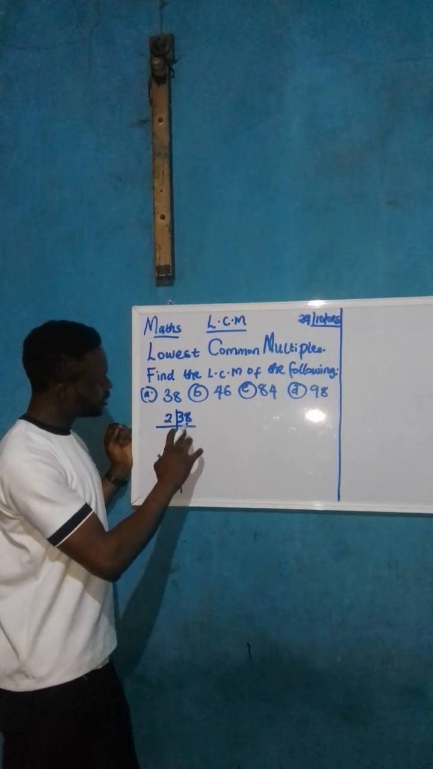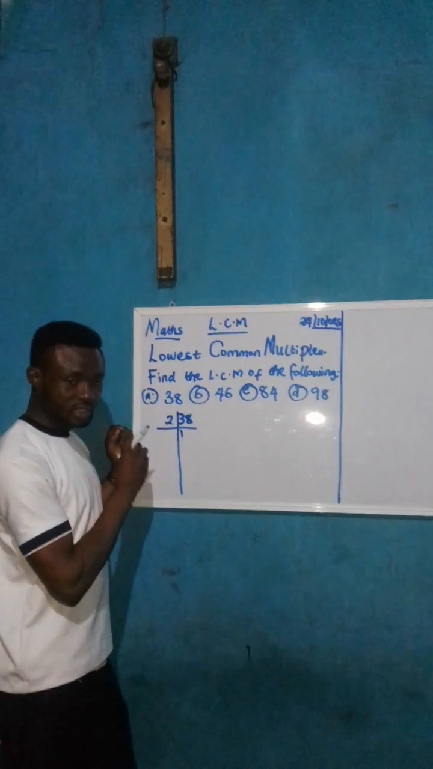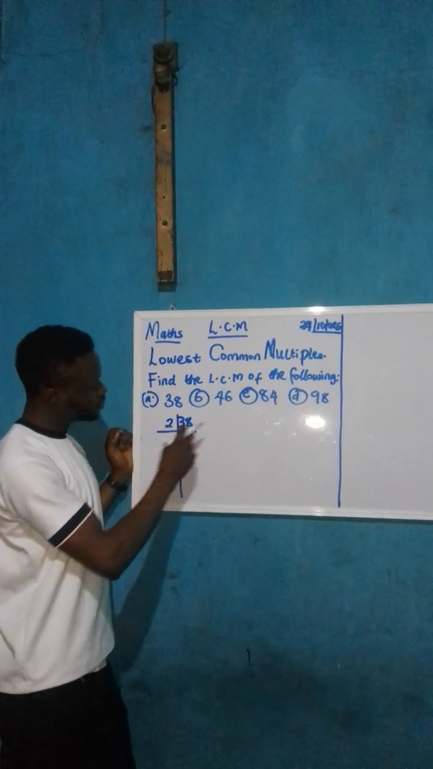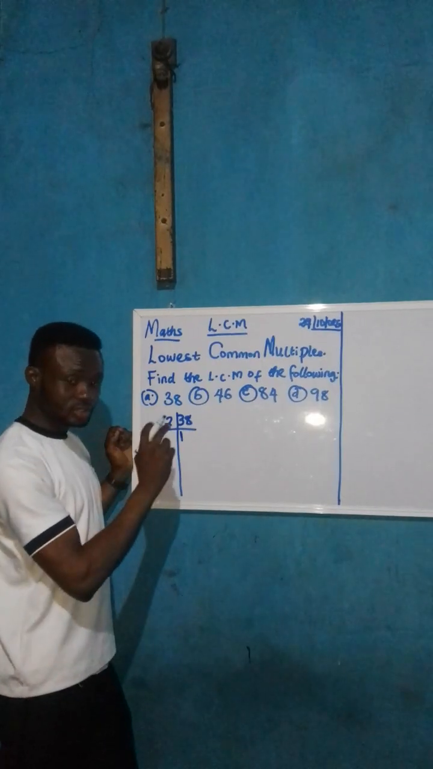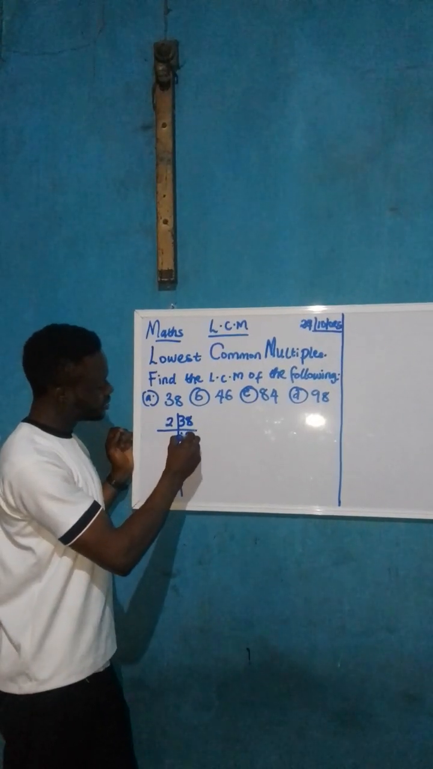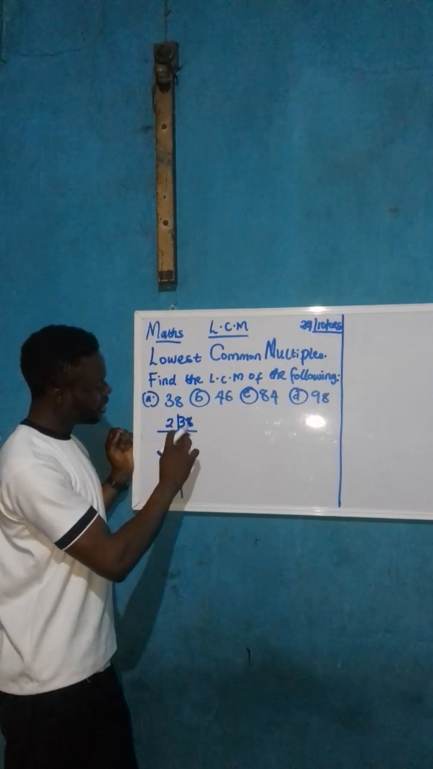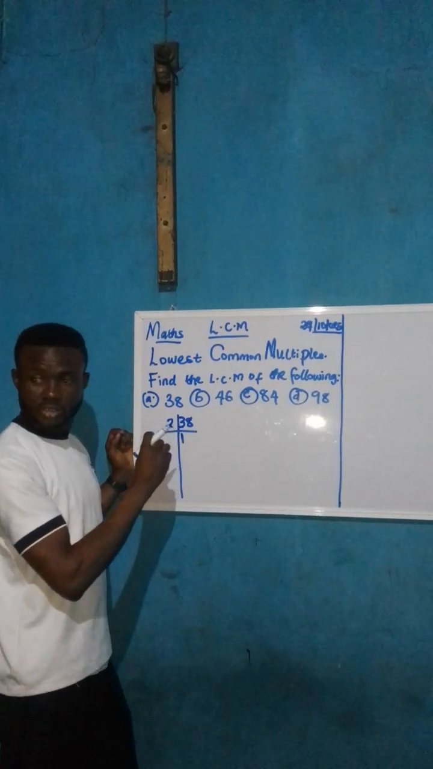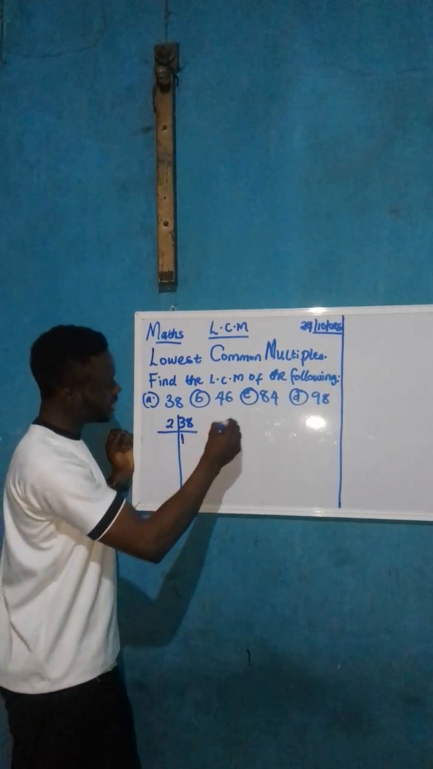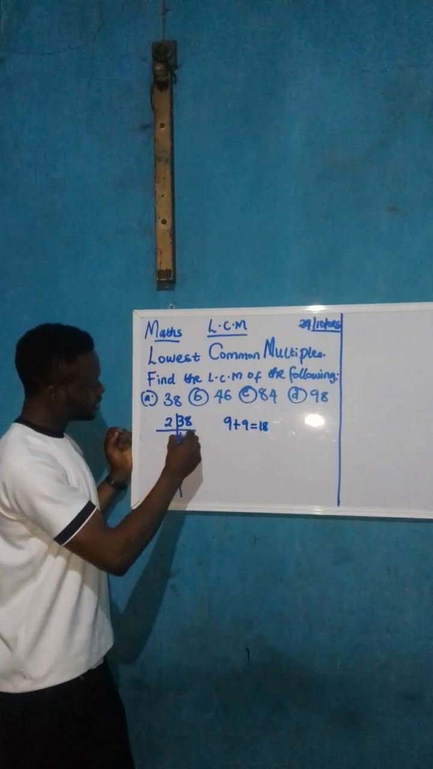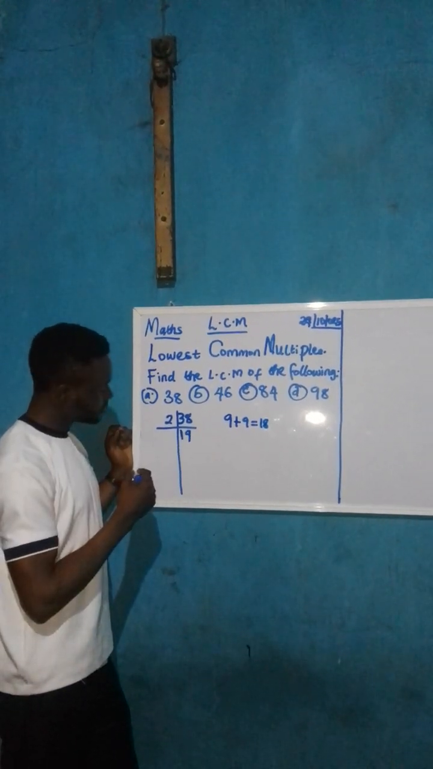Now, there's a mistake here. If 2 goes into 3, it will be 1. If 2 goes inside 18, it's actually 9, right? Because 9 plus 9 is equals to 18, right? So this is 19, right?